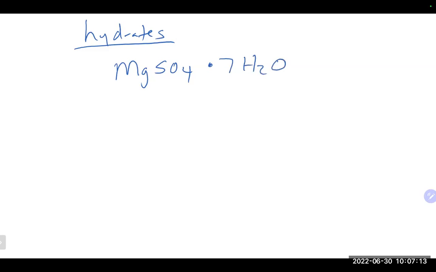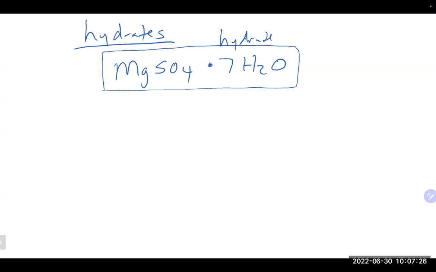Okay, then the last type of name we're going to talk about is sort of like the experiment we did the other day, and that's hydrates. And if you remember, hydrates have that kind of unusual formula of like MgSO4, and then there's a dot, say 7H2O. And as we talked about when we were doing that experiment, this entire thing is the formula of the hydrate.